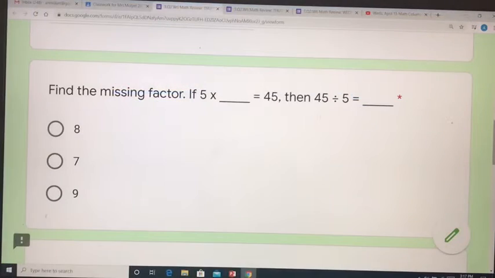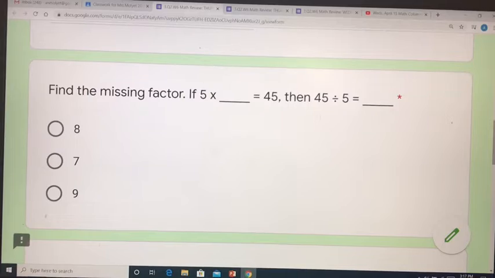We have problem number 3. It says find the missing factor. If 5 times blank equals 45, then 45 divided by 5 equals blank. Well, we're looking at a fact family here. We're looking for the same number that will work for each of them. So 5 times something equals 45, and 45 divided by 5 equals that same number.